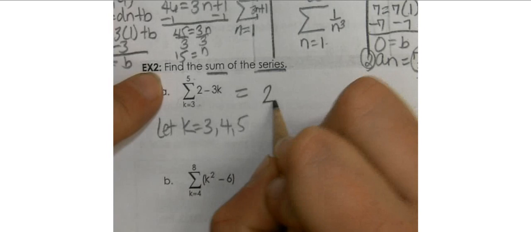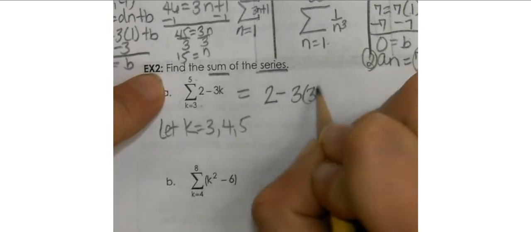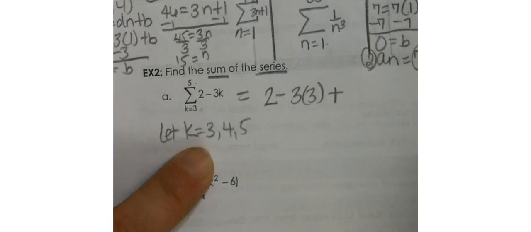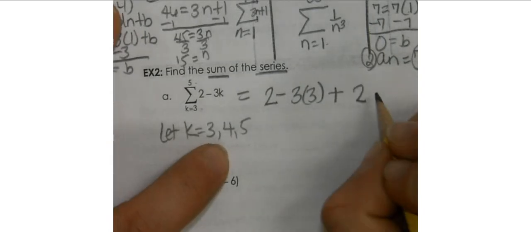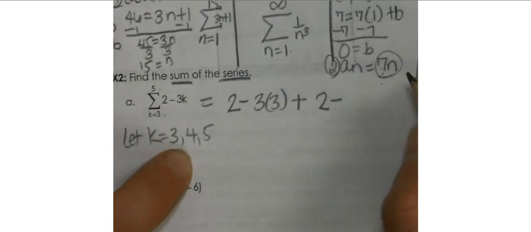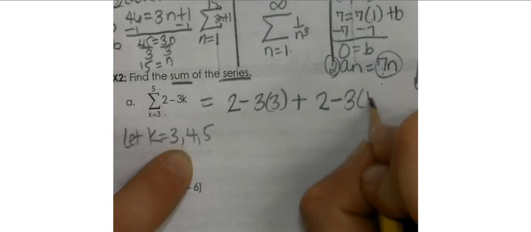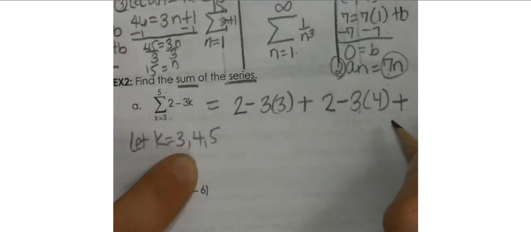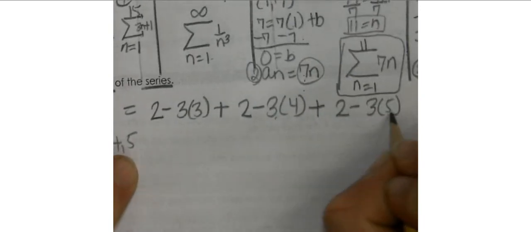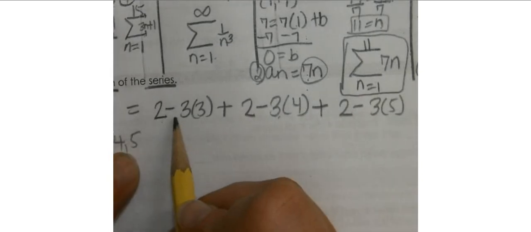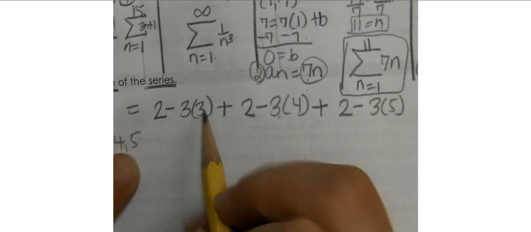in those actual positions. So I'm going to plug in 2 minus 3 times 3, and that's going to tell me the number that's in the third position. And I'm going to add it to the number that's in the fourth position. And I can find that number by going 2 minus 3 times 4. I'm going to find that number and add it to the number that's in the fifth position. And I can find that number by going 2 minus 3 times 5. So 2 minus 9, that is equal to -7.